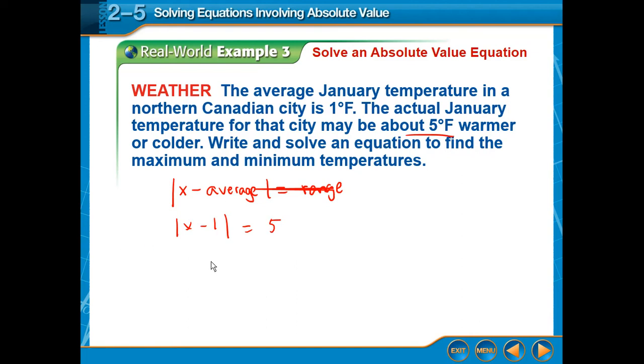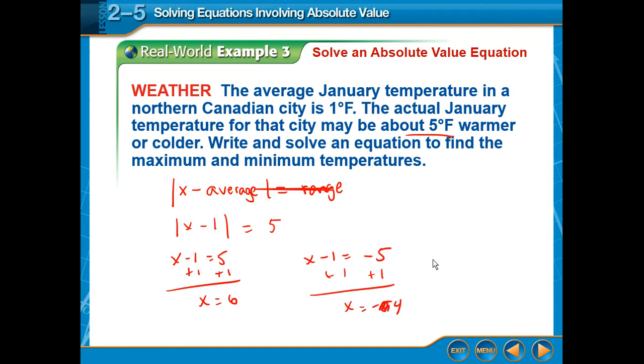Whenever I have absolute value, I'm making two equations. So x minus 1 equals 5, and x minus 1 equals negative 5. One positive, one negative. Solving both of these, I get x equals 6 and x equals negative 4. So if 1 is our center, 5 degrees warmer would be 6, and 5 degrees colder would be negative 4.